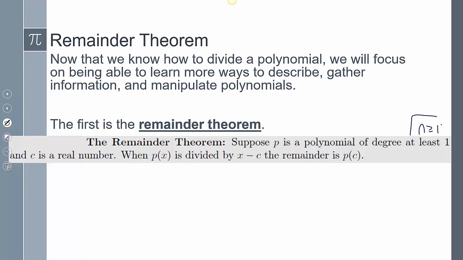Now, it doesn't have to be greater than or equal to 1, but we're just saying that this theorem only applies in that situation where it's greater than or equal to 1. So it says when P of x is divided by x minus c, the remainder is P of c. Now, it's saying that dividing by that factor is the same as evaluating at that value c. Those are the same things.